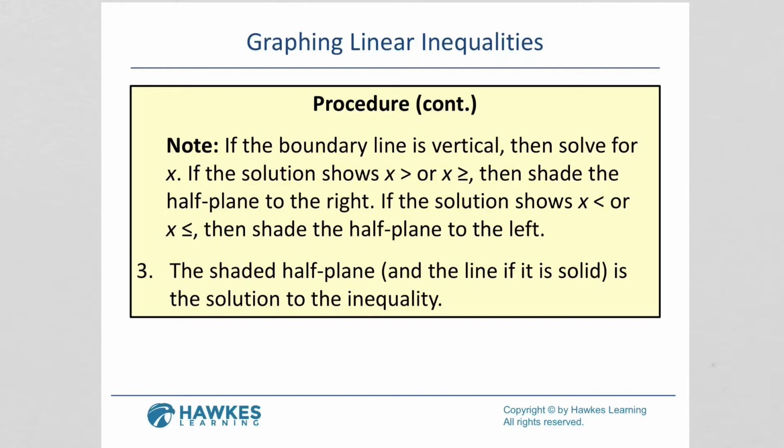And if your line is solid, any point that's on the line. That's what your solution is. The piece that you've shaded, and then the points on your line if it's solid. If it's a dashed line, it's just the points in the area that you've shaded.